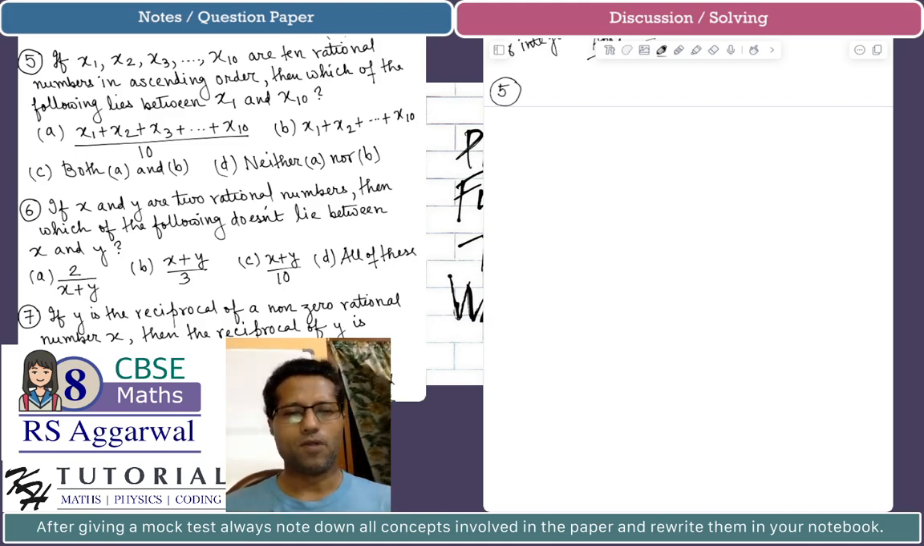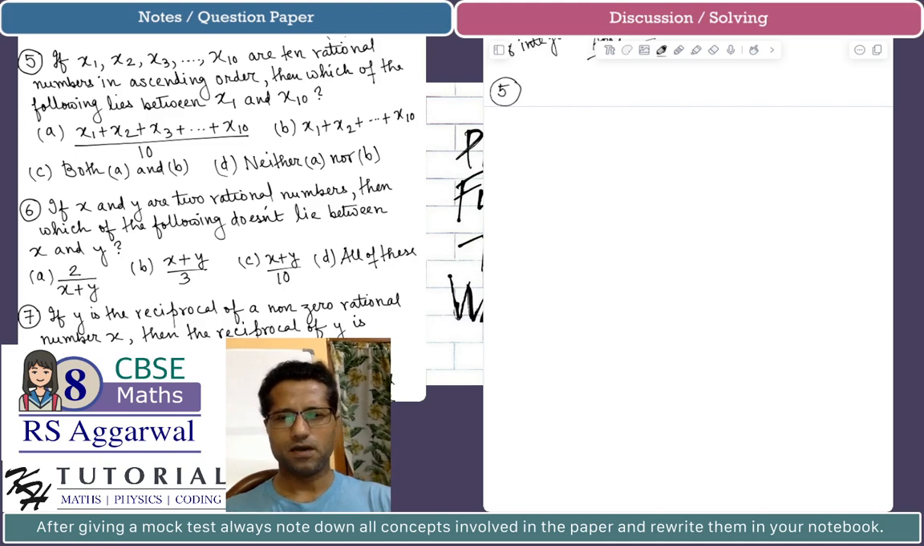Okay, problem number 5. If x1, x2, x3, up to x10 are 10 rational numbers in ascending order, then which of the following lies between x1 and x10? Choice A is x1 plus x2 plus x3 up to plus x10 divided by 10. Choice B is x1 plus x2 plus up to x10, that is the sum of all the 10 rational numbers. Choice C is both A and B. Choice D is neither A nor B.